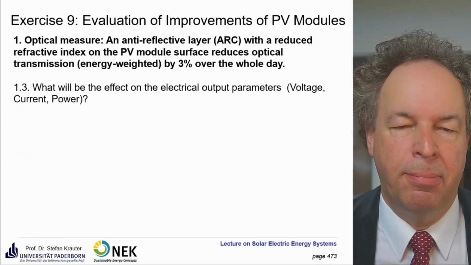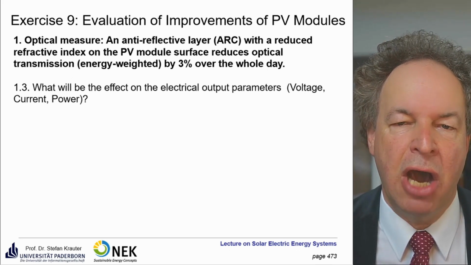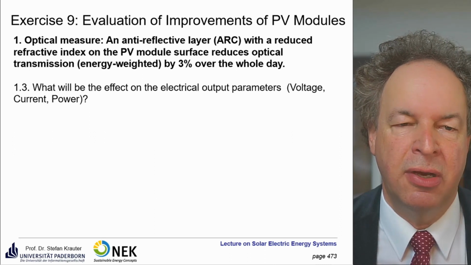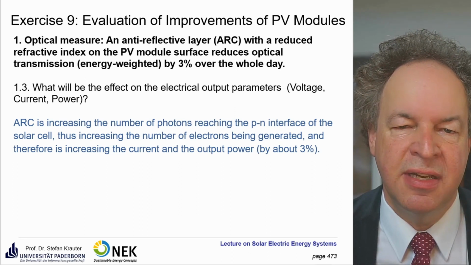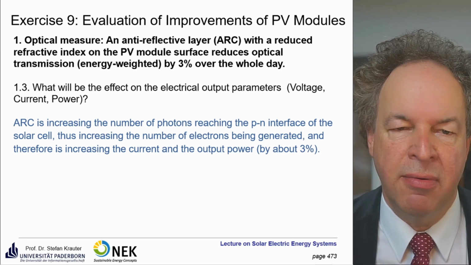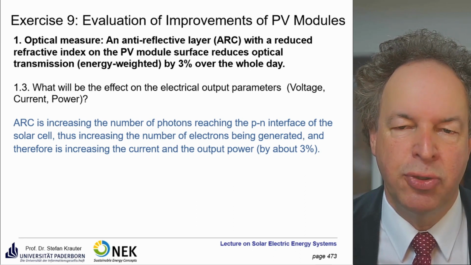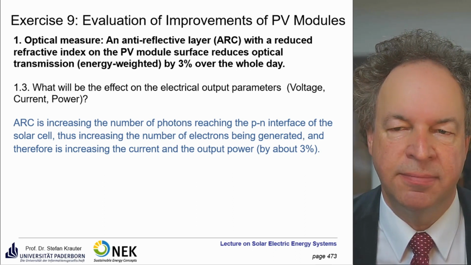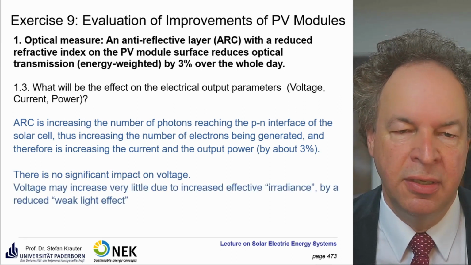The third part of the question is, what will be the effects on the electrical output parameters, on voltage, current or power? So the anti-reflective coating is increasing the number of photons that reach the PN interface in the solar cell, and so it increases the number of electrons being generated, and therefore is increasing the current and therefore also the output power by about 3%. There's no significance on the voltage.